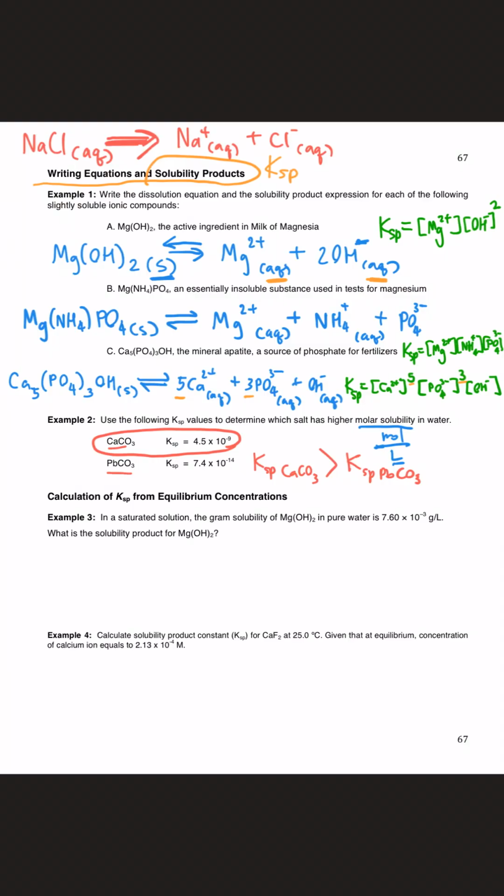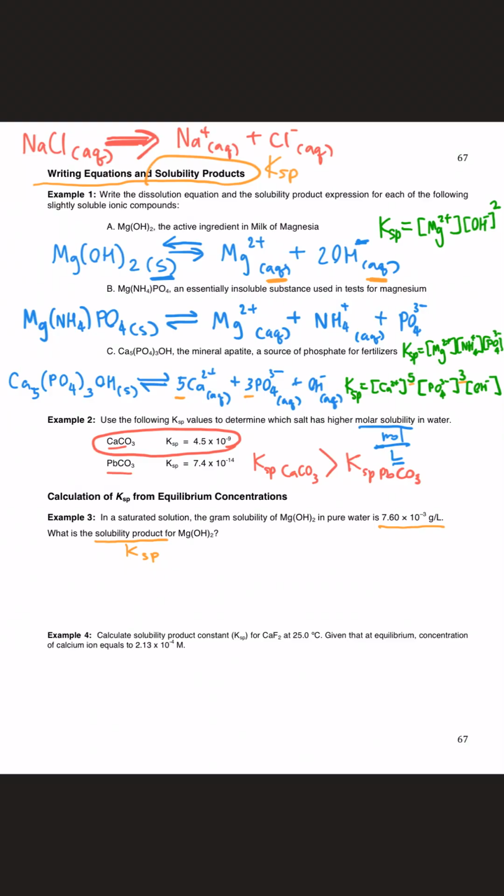Next, we are going to take a look at the calculation of the Ksp from the equilibrium concentration. Let's take a look at example 3. Example 3 gives us the information that in a saturated solution, the gram solubility of magnesium hydroxide in pure water is equal to this many grams per liter, and it asks us to calculate the solubility product for magnesium hydroxide. The solubility product is Ksp, which means this problem just asks us to calculate the solubility product constant for magnesium hydroxide.